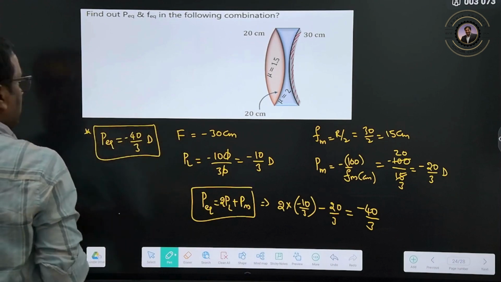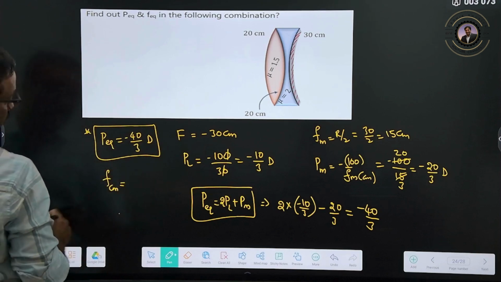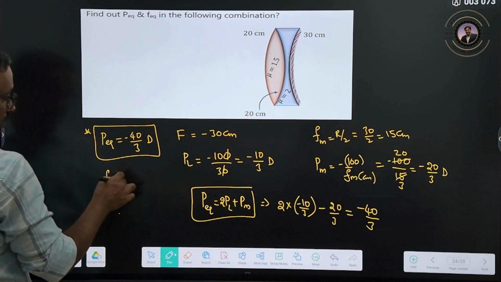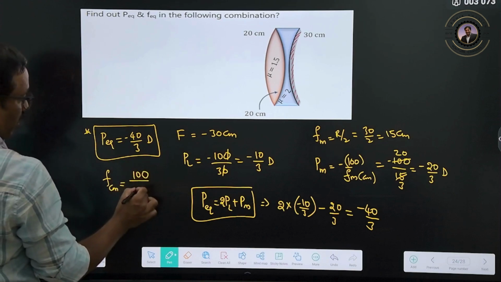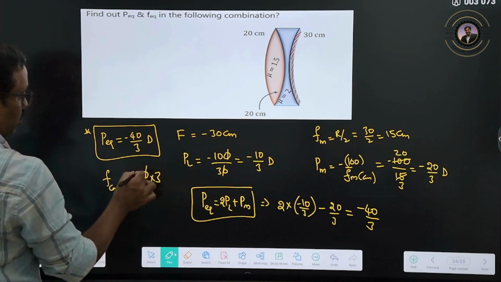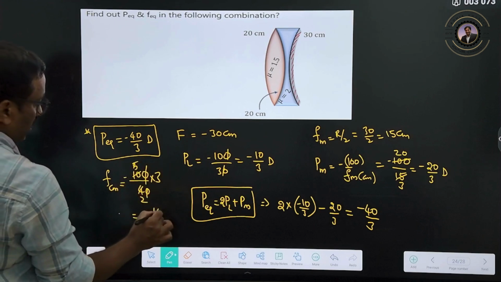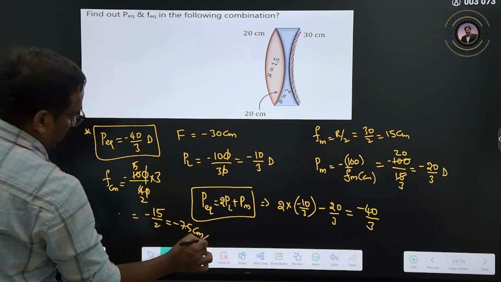Clear? Focal length is in centimeters, right? So power is 1 by focal length, which equals 100 by the focal length. Therefore the equivalent power is 40 into 3 minus 2 by 5, so therefore minus 15 by 2, minus 7.5 centimeter.